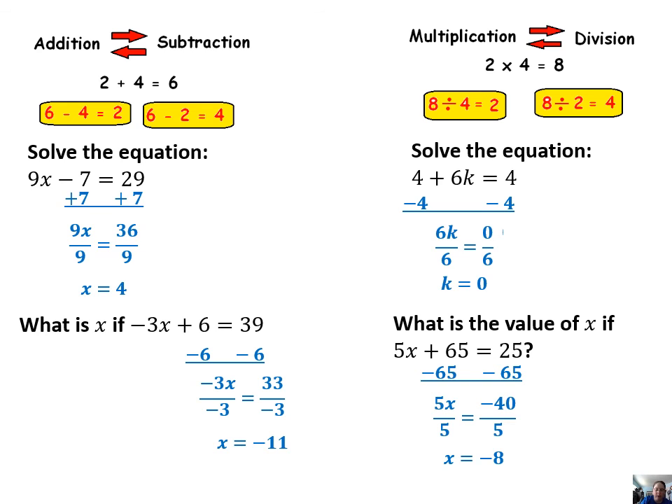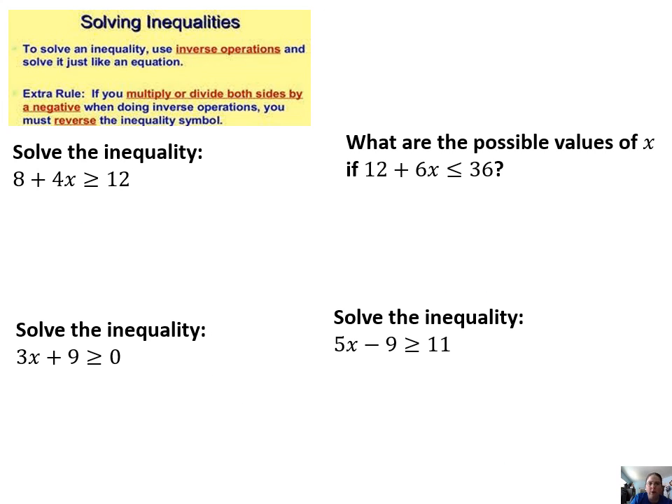That's solving equations. Solving inequalities, you solve just like it was an equation with the inverse operations. You just have to remember one small piece. If you multiply or divide both sides by a negative, then you have to reverse the inequality symbol. So just like what we were doing on the other page, subtract a from both sides. We get 4x greater than or equal to 4. Divide both sides by 4. Since we're dividing by a positive, the inequality symbol stays going the same direction, so x has to be greater than or equal to 1.